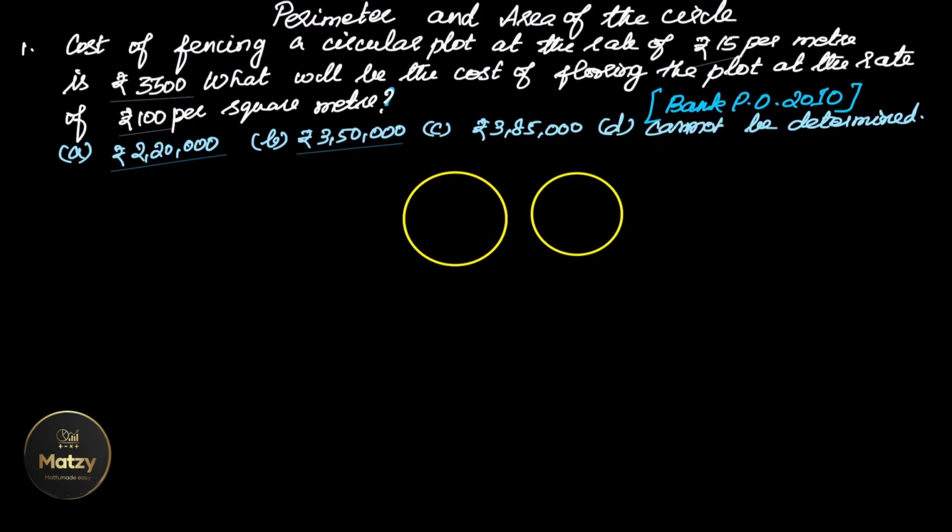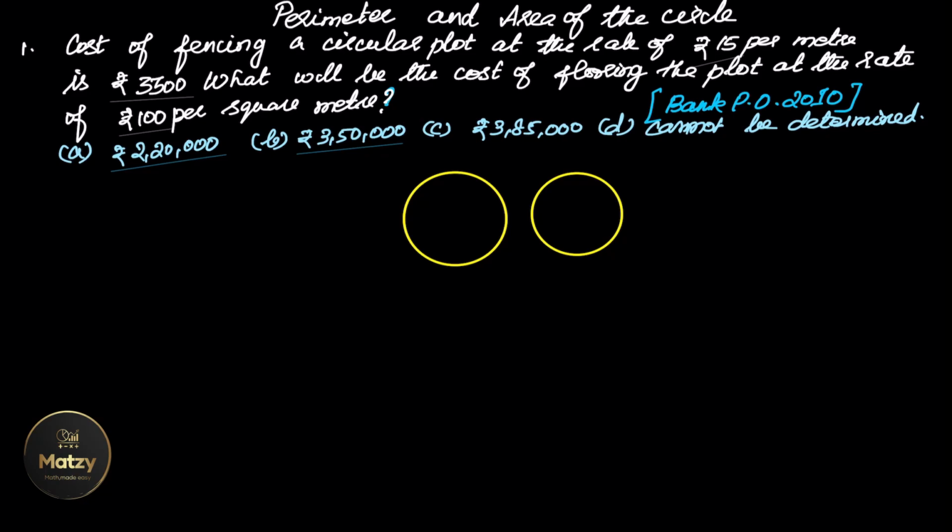Everyone, in today's class we'll do one problem from the book Quantitative Aptitude by Dr. R.S. Agarwal. This question was asked in the 2010 bank PO examination. In this question, we have to find the cost of flooring the circular plot. Let us see the question.